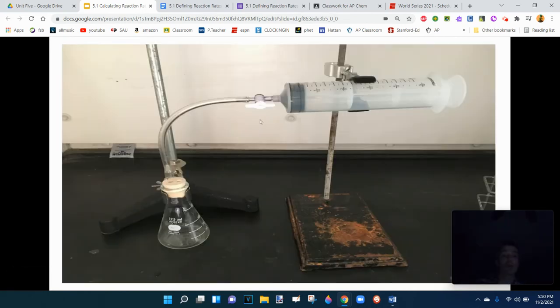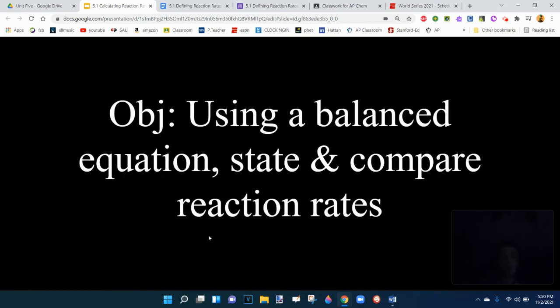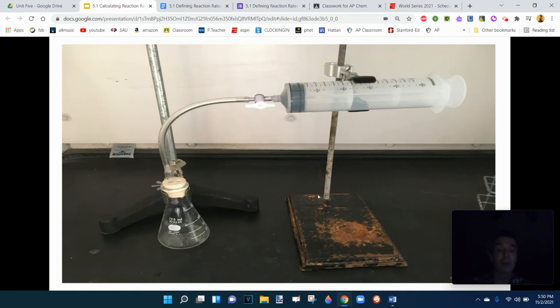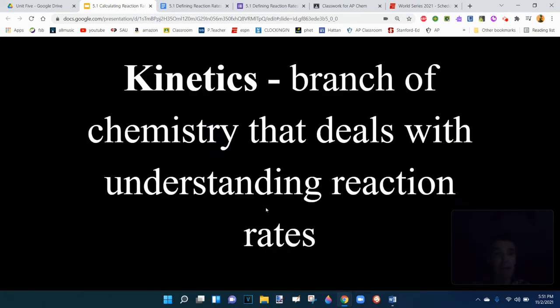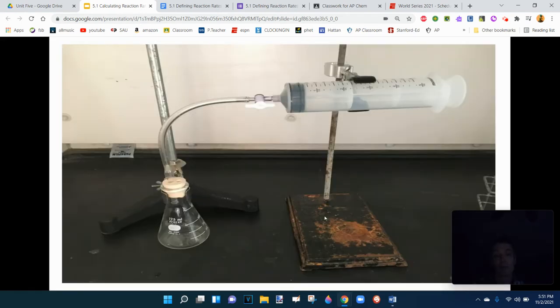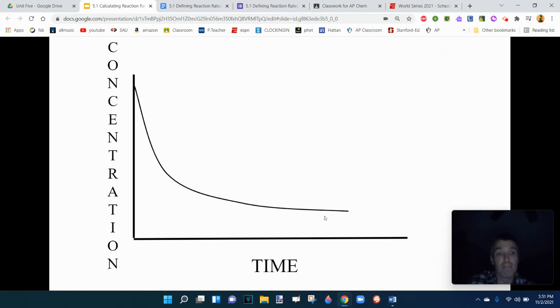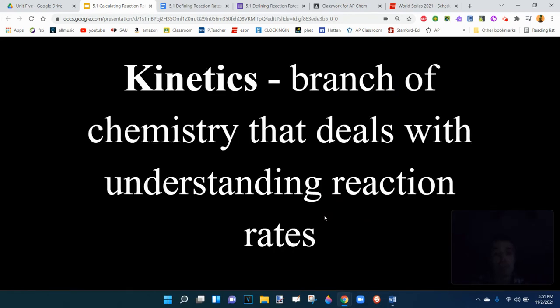All right. So these rates that we're going to talk about are measured experimentally. And that's where they come from, studying reactions. Now, this is a branch of kinetics. Kinetics really wants to understand why these reactions occur at the rate that they do and what affects them, how to influence it. So that's kinetics.